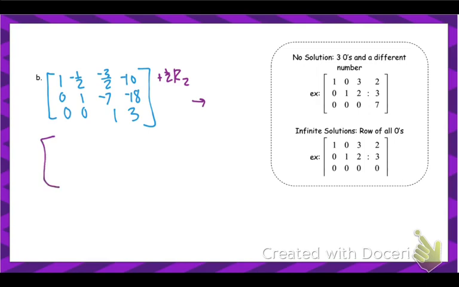So that's going to be 1 plus 0, negative 1/2 plus 1/2, negative 3 over 2 minus 7 over 2. So that's going to be negative 10 over 2, which is negative 5. And then negative 10 plus negative 9. Other rows did not change.